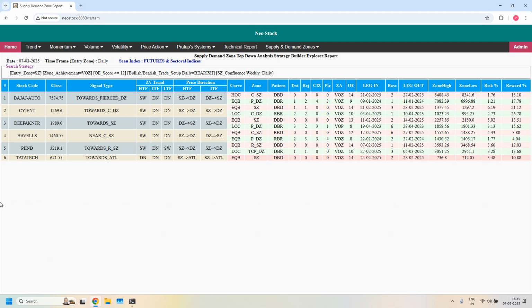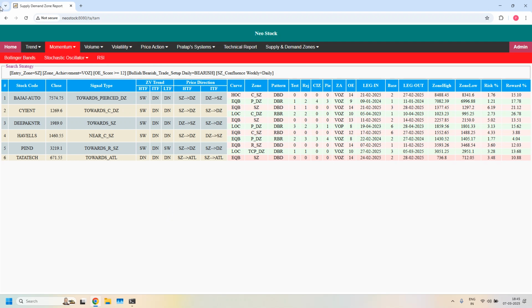Out of 6, we got all 6 stocks. That means in all these 6 stocks, these daily supply zones are overlapped with weekly supply zones. And the weekly trend is down in all these stocks because it is bearish trade setup. ITF down. ITF is weekly. So that's why let us check if the weekly supply zone has weekly EMA confluence in these 6 stocks. If any of the stocks have weekly EMA, because the daily supply zone is overlapped with weekly, then the daily supply zones are more high probability to get success.